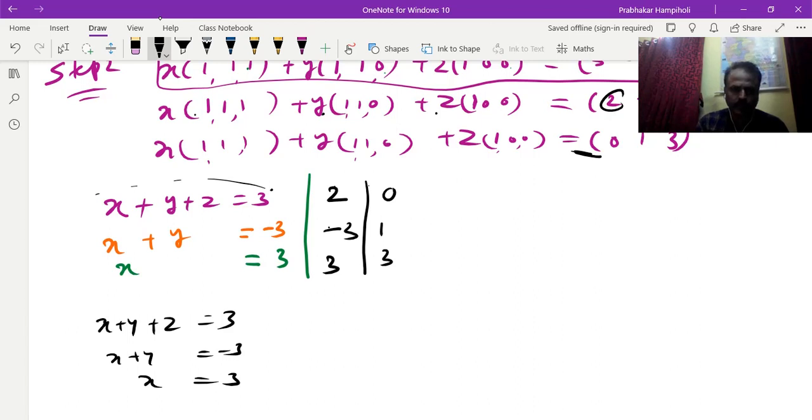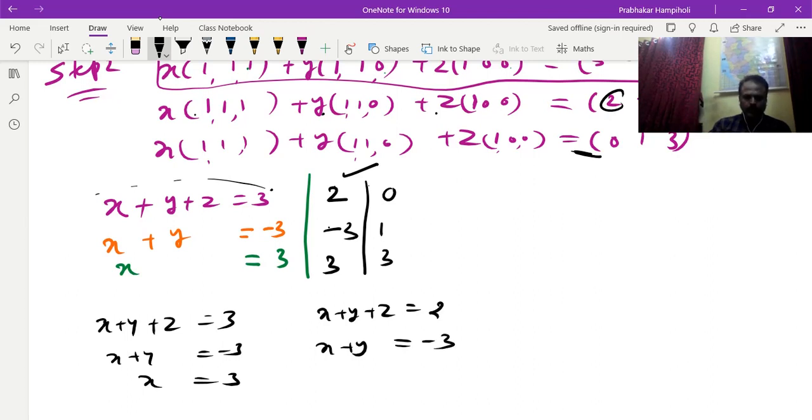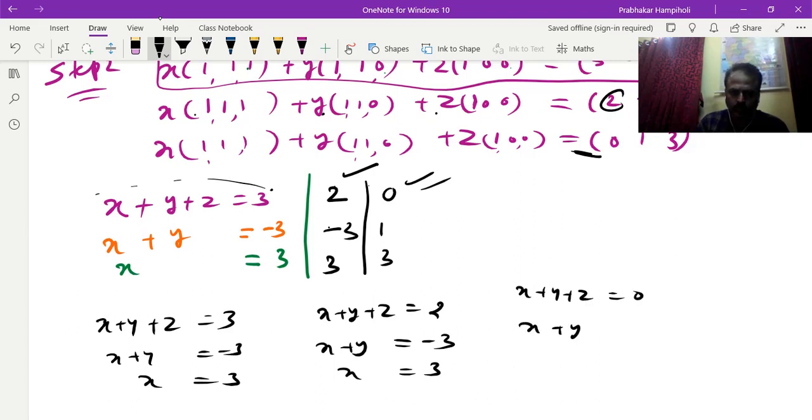Second equation, instead of this, you have to write the right hand side as this: x plus y plus z equal to 2, x plus y equal to minus 3, minus 3 only, and x equal to 3. And the third one, you have to write this part as the right hand side: x plus y plus z equal to 0, x plus y equal to 1, and x equal to 3.